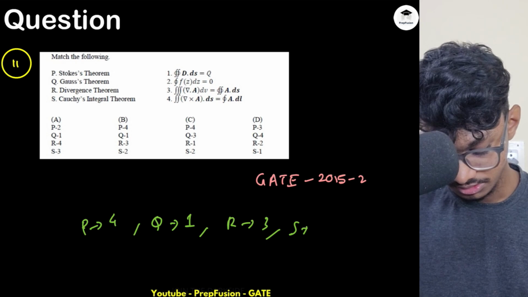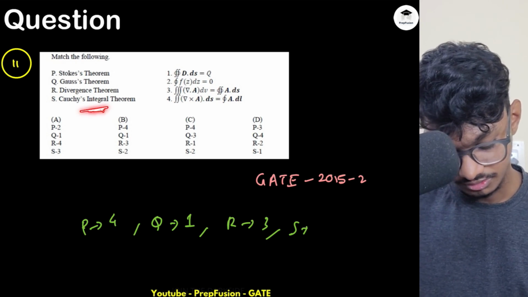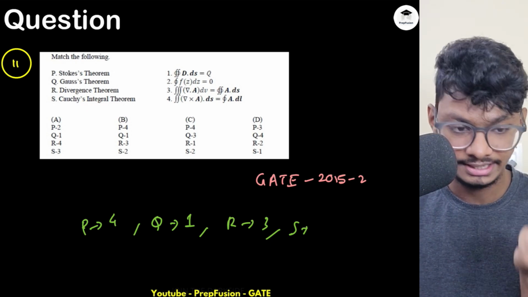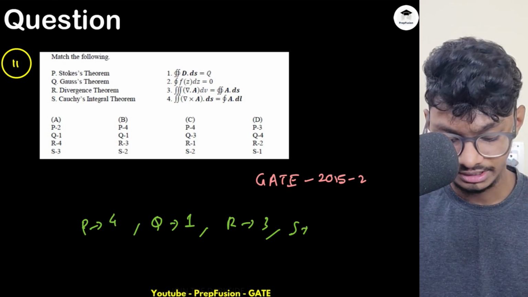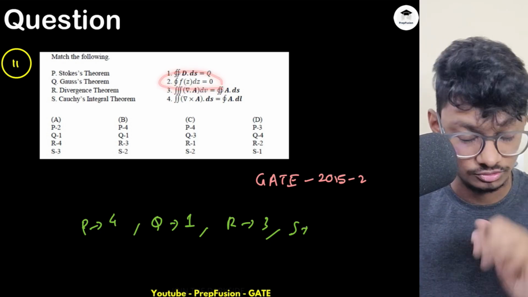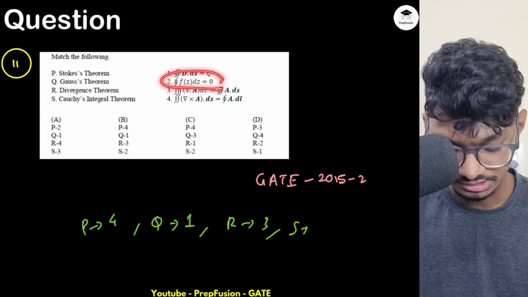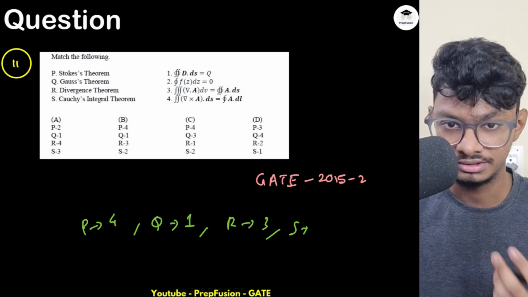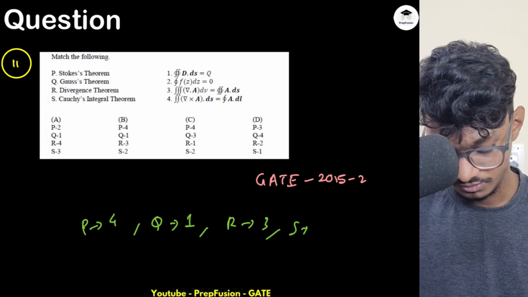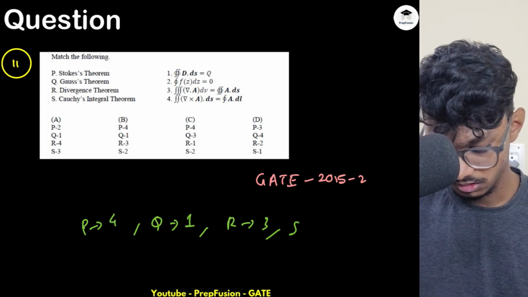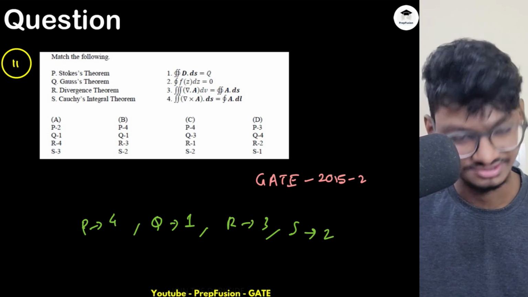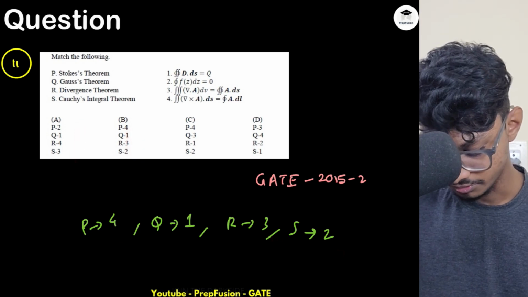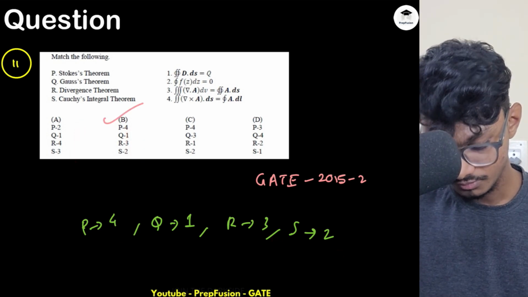What about S? Cauchy's integral theorem. Cauchy's integral theorem says that if a pole is lying inside the region of an analytic function, the integration is non-zero, and if it is lying outside, the line integration of that function will be 0. We have learned this in the complex variable portion. So S will be simply 2, although only one option is remaining, so obviously that will be it. Which option is matching? 4 1 3 2. So option B will be correct.